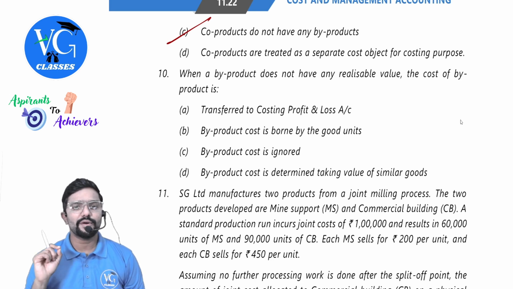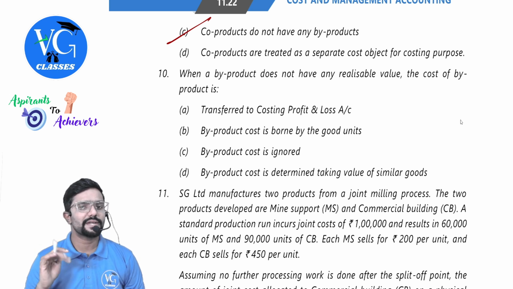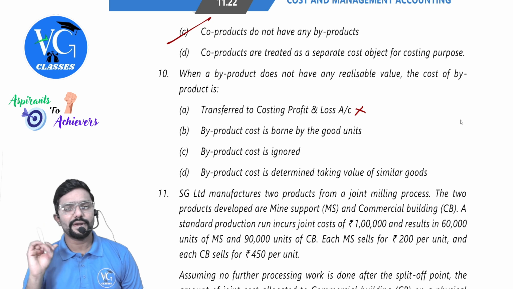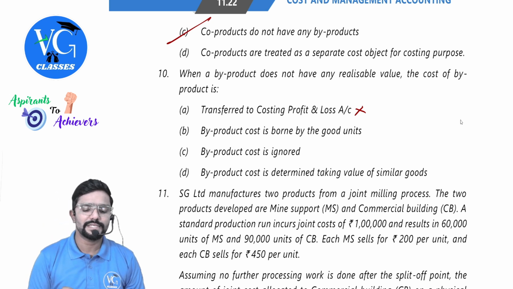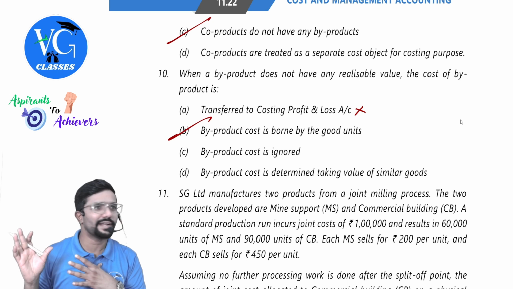10th one. When a byproduct does not have any realizable value, the cost of the byproduct would be transferred to the costing profit and loss account? No. Byproduct cost is borne by good units? Yes. Byproduct cost is ignored. Byproduct cost is determined taking the value of similar goods. Guys, it will be absorbed by good units. See here, good to bad is not there. Byproduct is a bad product? No.